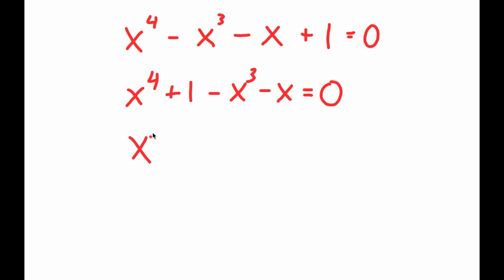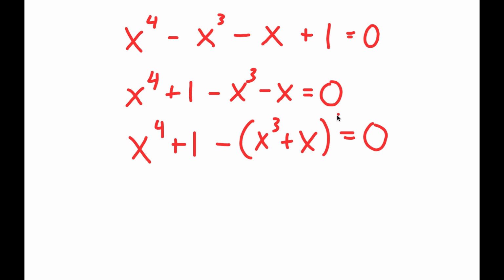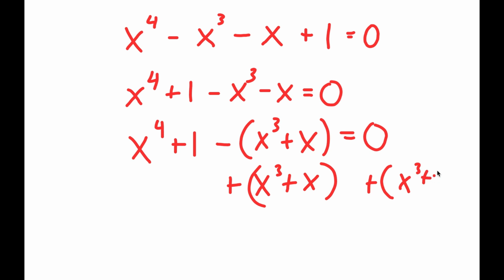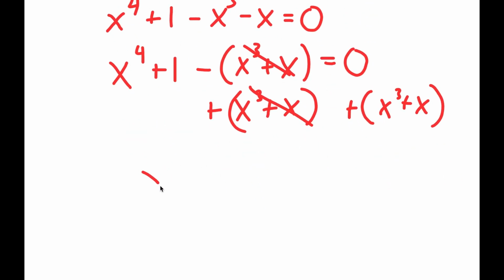And now, I'm going to rewrite this as x to the power of 4 plus 1 minus x to the power of 3 plus x is equal to 0. So now, I can add x to the power of 3 plus x on both sides. So these two cancel out, and I get x to the power of 4 plus 1 is equal to x to the power of 3 plus x.